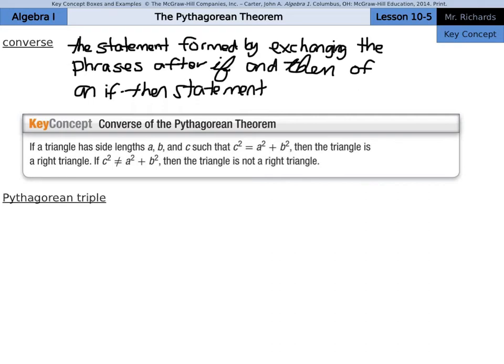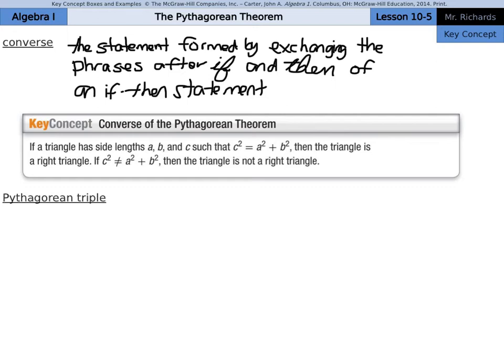Recall that the Pythagorean theorem in words states if a triangle is a right triangle, then the square of the length of the hypotenuse is equal to the sum of the squares of the lengths of the legs. In the converse, we have if a triangle has side lengths a, b, and c, such that c squared equals a squared plus b squared, then the triangle is a right triangle. We've switched the if and the then.